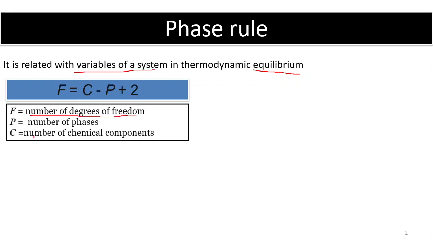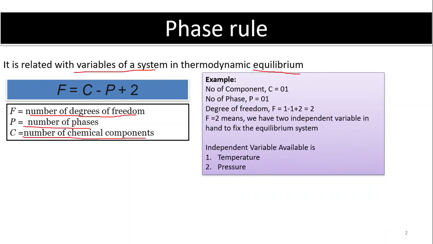C and P. What is the C? C is the number of chemical components, that's a component. P is the number of phases. So putting all these values, we can find out the value of F, that is the number of degrees of freedom. Let us take an example.